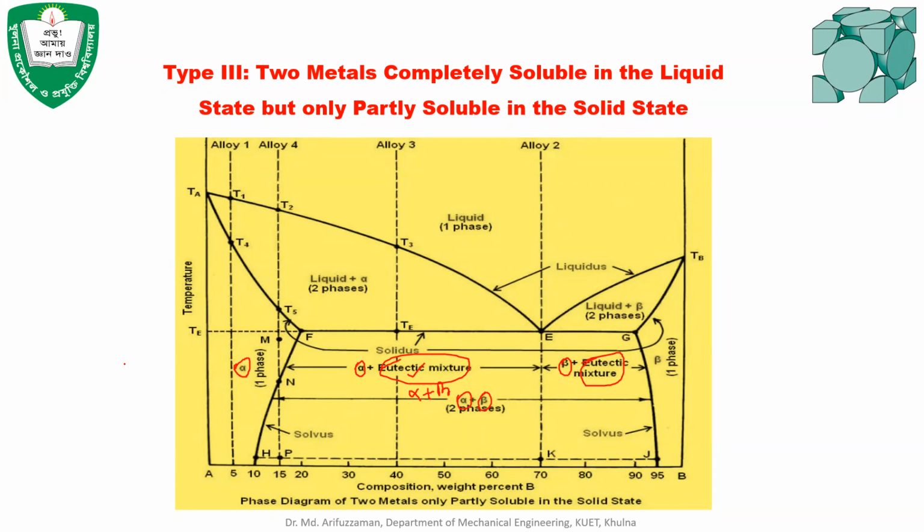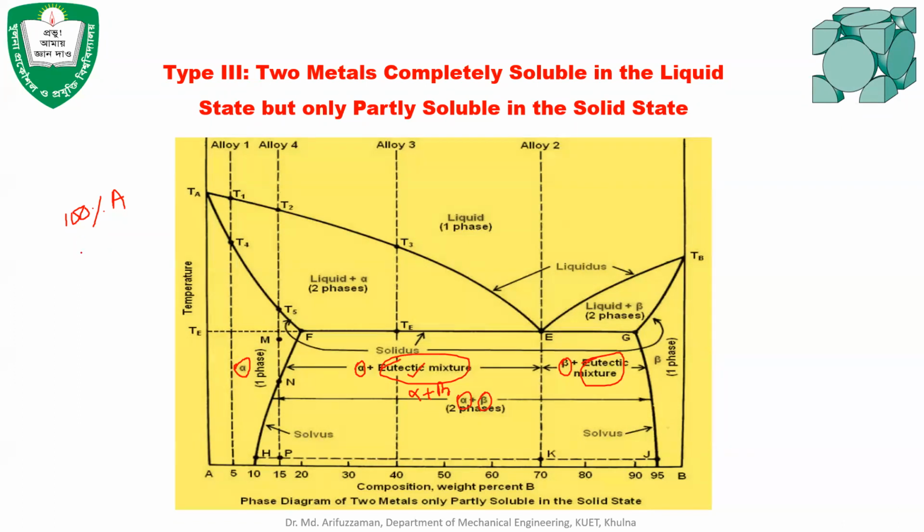All right. Any other question? Sir, could you explain what alpha or beta is? Alpha is basically when the metal starts to solidify, it produces crystals. In the case of the type 2 diagram, we have seen that the crystals were 100% metal A. But in this case, since in the solid state metal B can be in the matrix of metal A, it will not be 100% A.